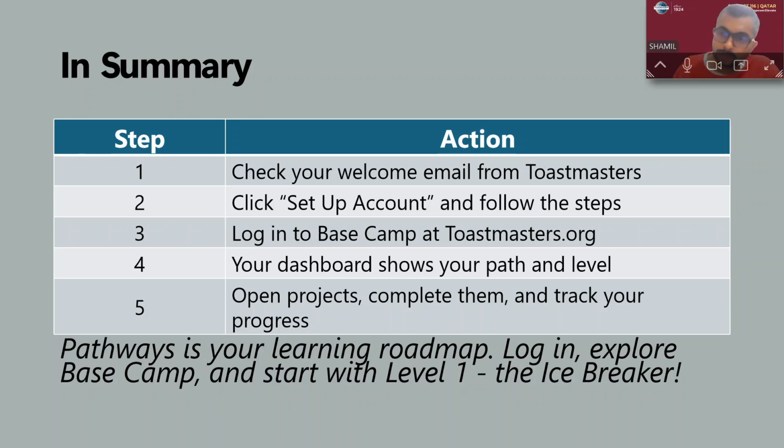When you open the Toastmasters International website, there will be a link to access Basecamp. Then you can access the Basecamp dashboard, which will show you which path you are progressing, which paths you have completed, what level you are progressing through, what achievements you have gained, and what projects you are completing. All those details you will get in the dashboard. And the last one is start. You open the projects, perform those projects, complete them, and then track your progress. So this is about Pathways.